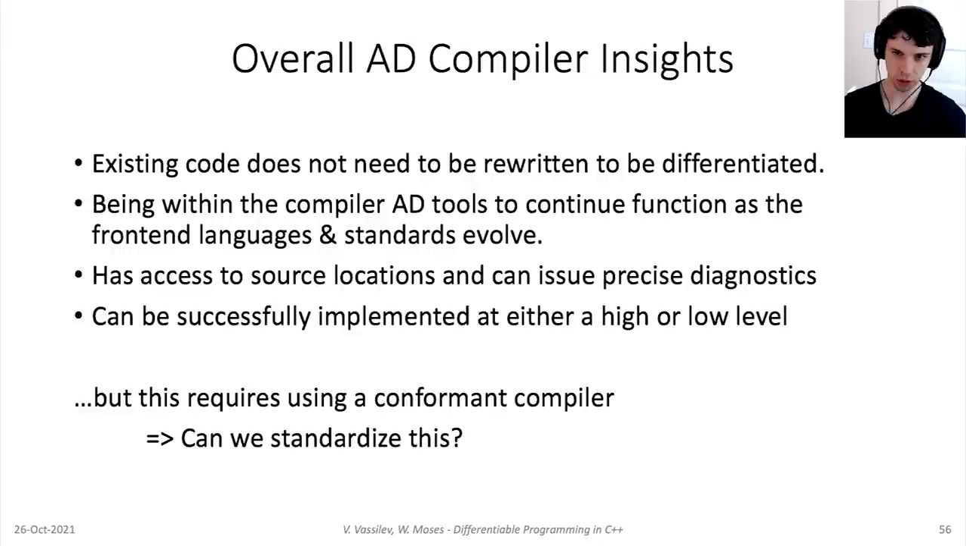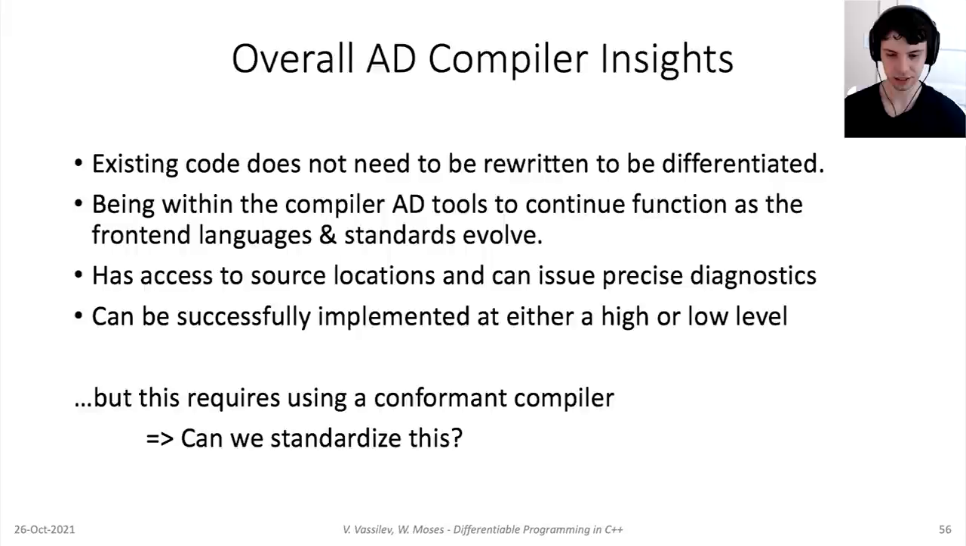Unfortunately, though, the one downside to doing this inside of the compiler means that to be able to do automatic differentiation, unlike an existing library approach, you need a conformant compiler. You can't just pick any compiler and then pick this automatic differentiation library. You need the version of the compiler that has support for it.